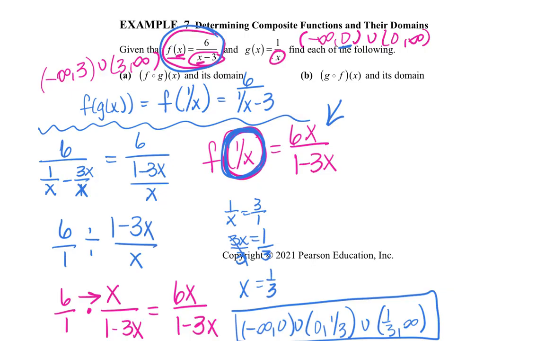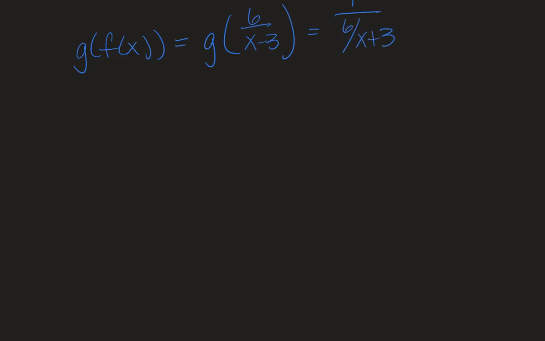Now, I'm going to do this piece on a second slide so that it's not scrunched up together. All right, so this next one says g of f of x. So we're going to replace x in g with f of x, and f of x is 6 over x minus 3. So now you take your g function, which is 1 over x, and replace that with 6 over x minus 3, sorry, that's a minus, not plus.